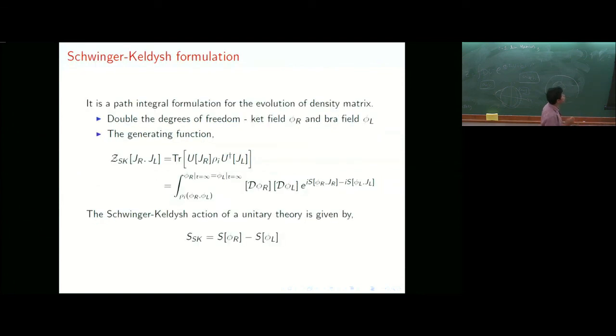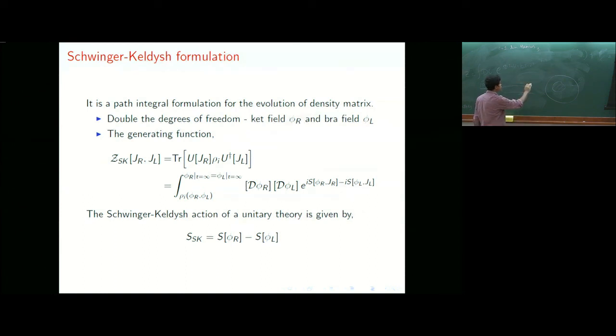So how do we do open quantum field theory? Let's say we start with a system. Even if we start with a pure state, after tracing out the environment we may not end with a pure state; we may end with some mixed state. That's why we need path integral evolution of the density matrix, given by this equation. Here U can be interpreted as the forward time evolution, and U dagger as the backward time evolution. That's why we need two fields.